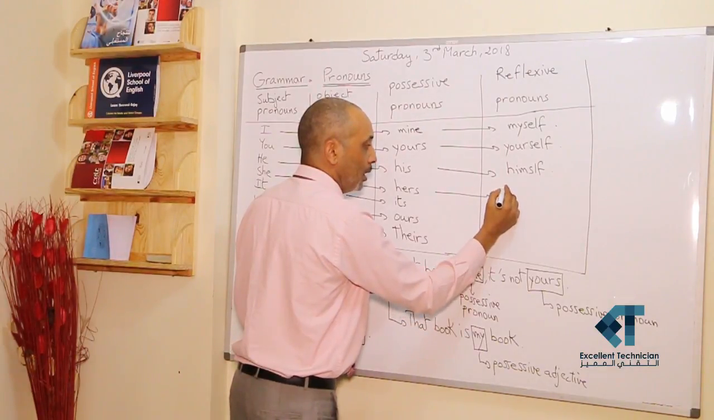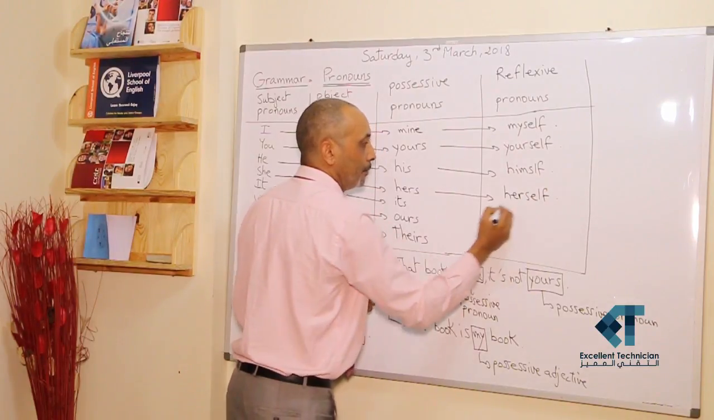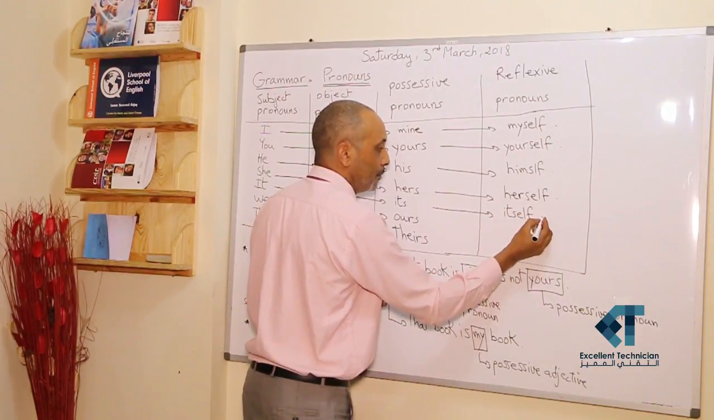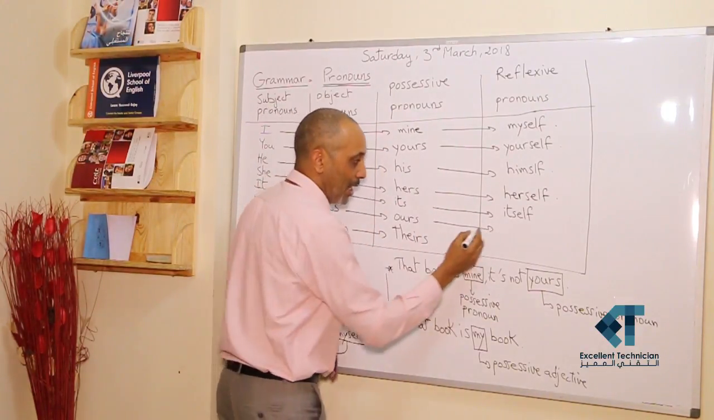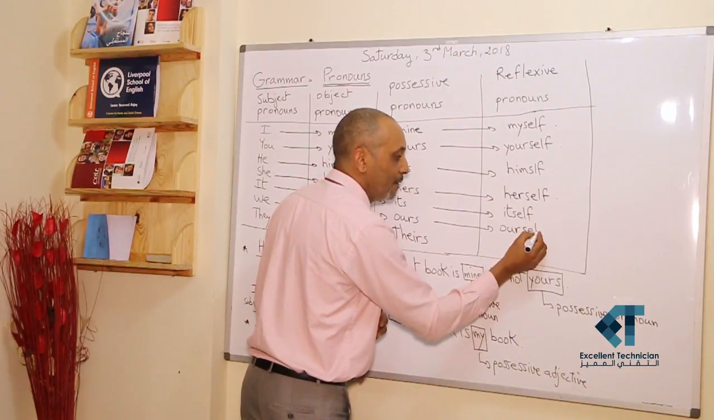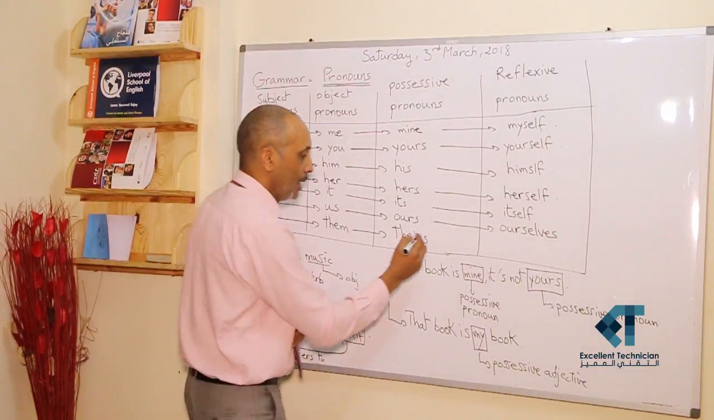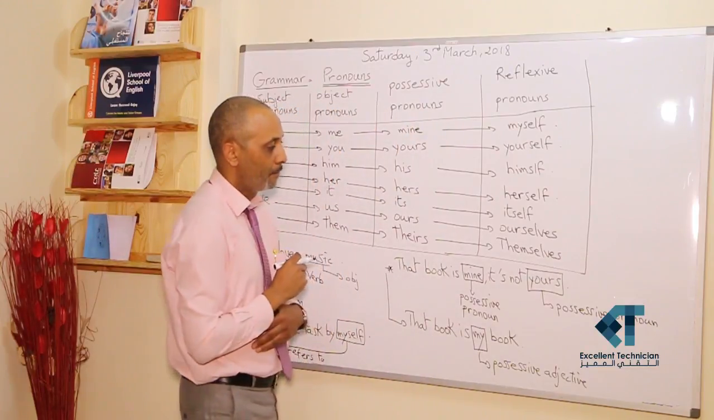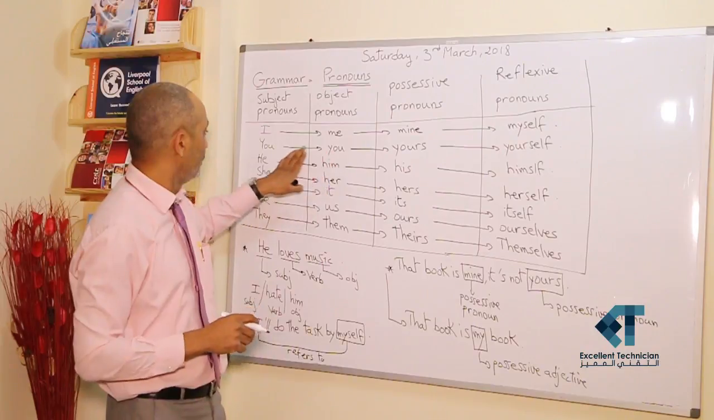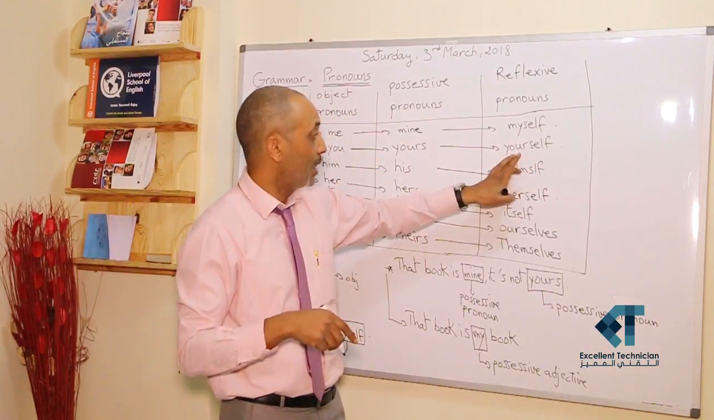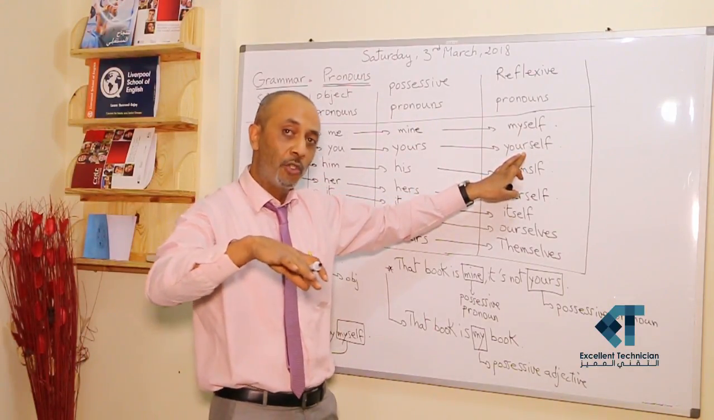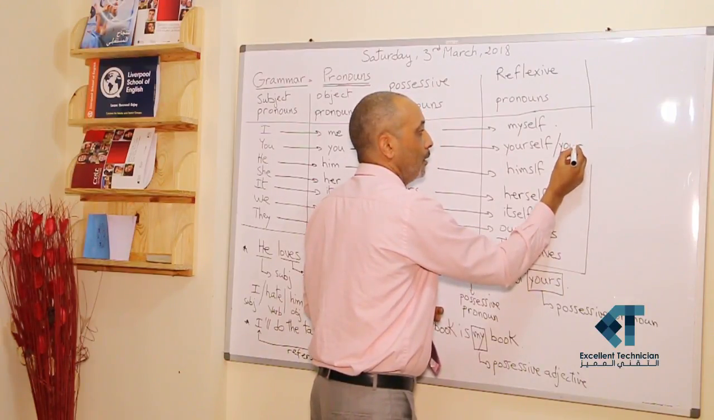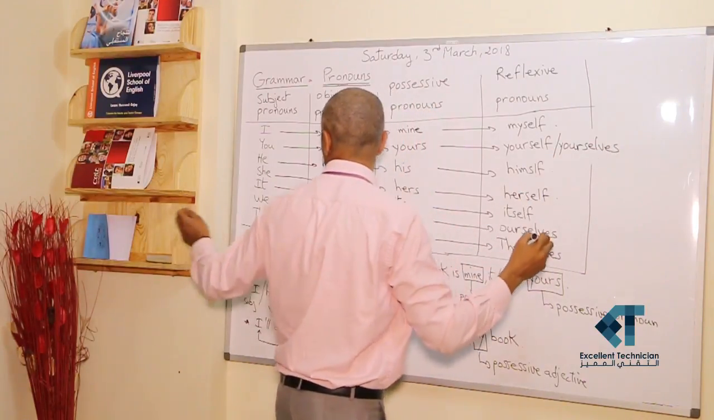If I talk about a girl or a woman, I say herself. If I talk about something not human, it's itself. If I talk about us, we say ourselves, ourselves with V-E-S at the end, and themselves. One more thing about you here. When I'm addressing a single person, I say yourself. Take care of yourself. If I'm talking about more than one person, I say take care of yourselves.